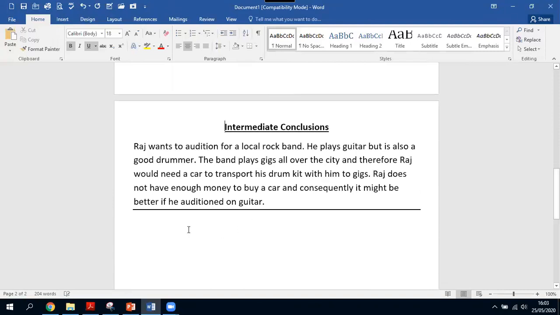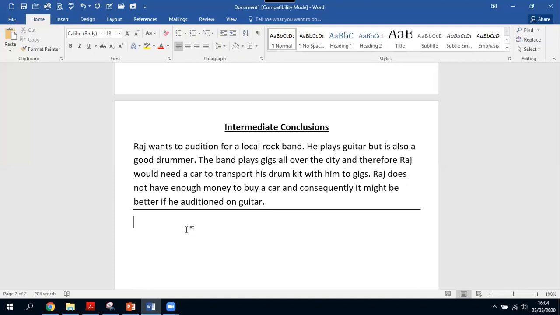So, Raj wants to audition for a local rock band. He plays guitar, but is also a good drummer. The band plays gigs all over the city, and therefore Raj would need a car to transport his drum kit with him to gigs. Raj does not have enough money to buy a car, and consequently, it might be better if he auditioned on guitar.